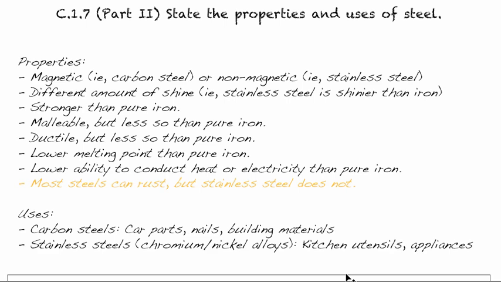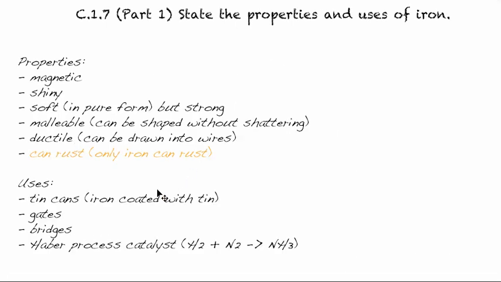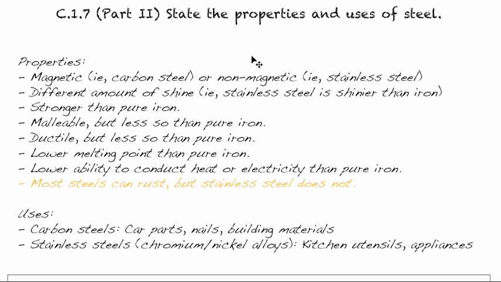So those are the main places we see steel, and then you can see how that's a little bit different than the properties and uses of the original iron. So together, those two videos cover C.1.7.